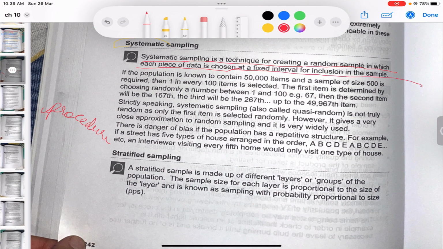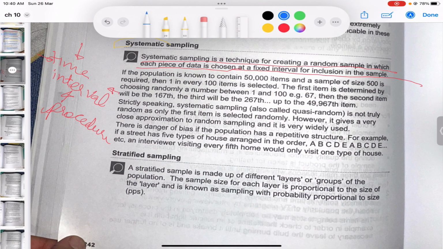Now, what did you understand by this? What did we see in random sampling? We saw that every person in the population has an equal opportunity of being selected. But in systematic sampling, everybody is picked at a particular interval. So there is an interval which is taken into consideration in systematic sampling. Let's see the example, then you'll be able to understand.